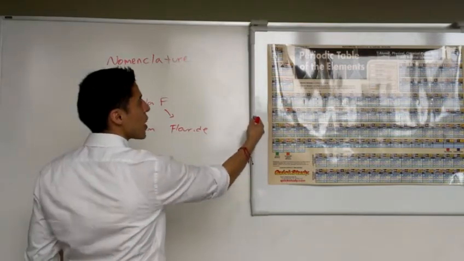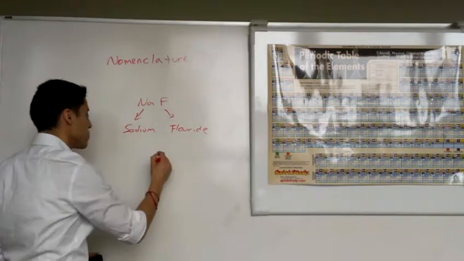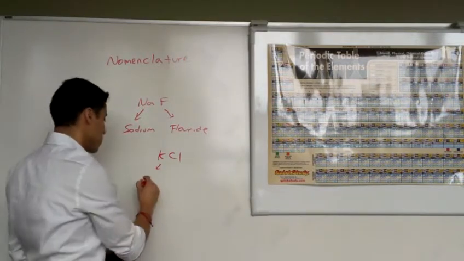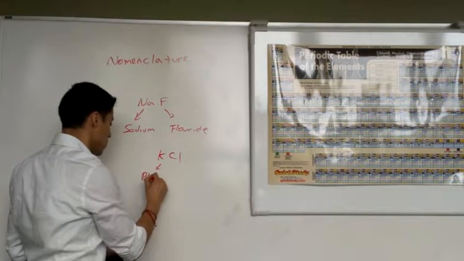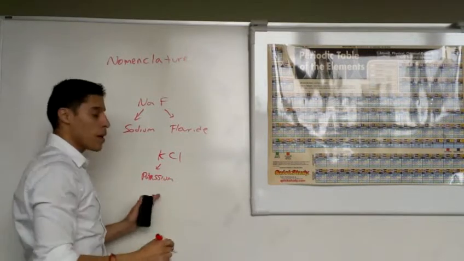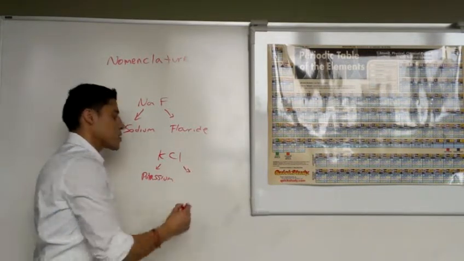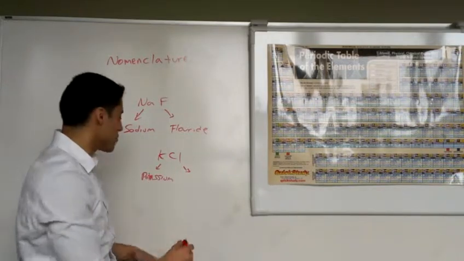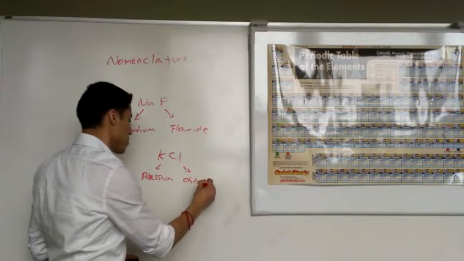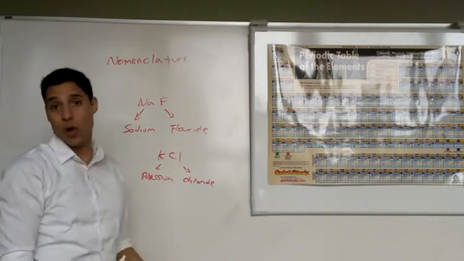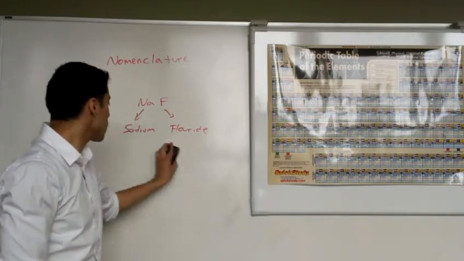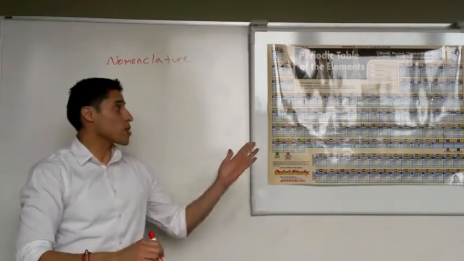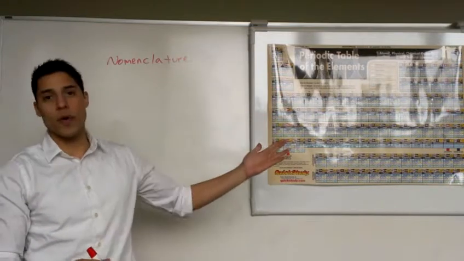We could do this with any other two. We could do potassium and chlorine. Again, first atom, the full name, potassium. The second atom, you're going to change the ending to ide. So instead of chlorine, it's going to be chloride. So potassium chloride. And that's going to work with any metal and non-metal.